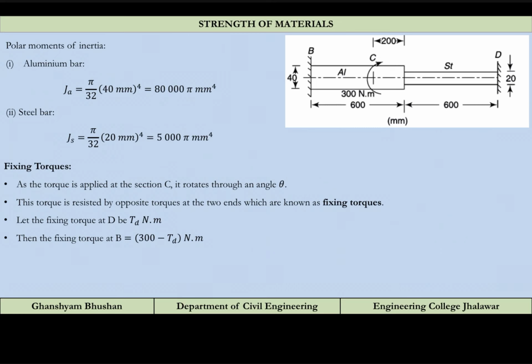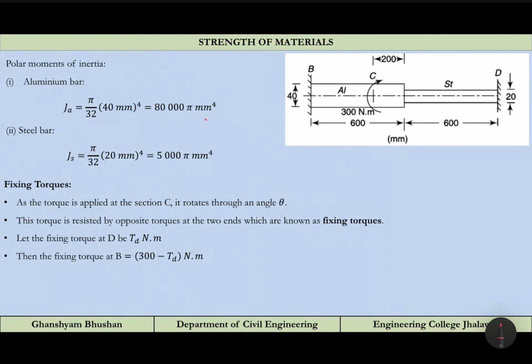First, the diameters are different, so we will calculate the polar moment of inertia for the aluminum bar and for the steel bar. Both are pi by 32 d raised to power 4. The diameter for aluminum is given as 40, you can see here 40, and it is 20 for steel. So 80,000 pi mm raised to power 4 for aluminum and 5,000 pi mm raised to power 4 for the steel bar. Why are we not putting the value of pi? Because it will get cancelled out.